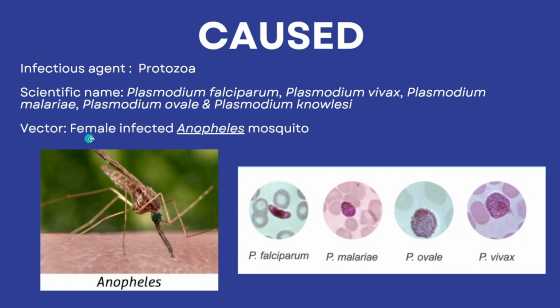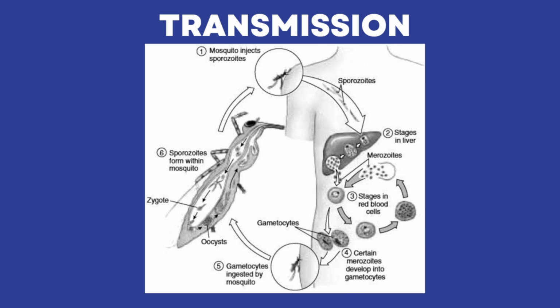The vector is the female infected Anopheles mosquito. The genus name of the mosquito is Anopheles. So the transmission is similar to dengue. We use the Anopheles mosquito, but the development is different.